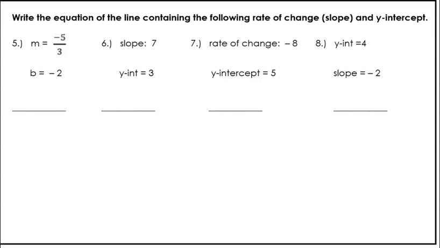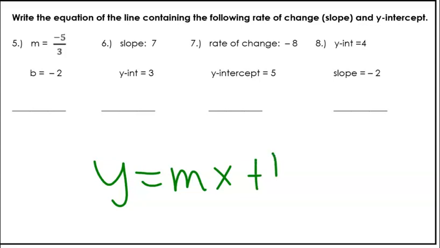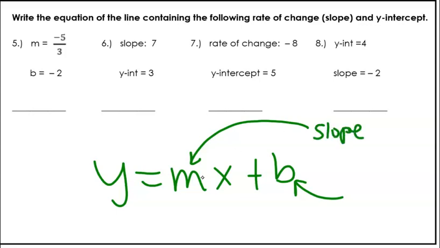For this next section, you're asked to create that y equals mx plus b sentence yourself, by placing the m value as the coefficient and the b value as the constant, or the slope value as the coefficient of x and the y-intercept value as the b constant. So in the first example here, the m value is -5/3, don't forget the x. The b value is -2.